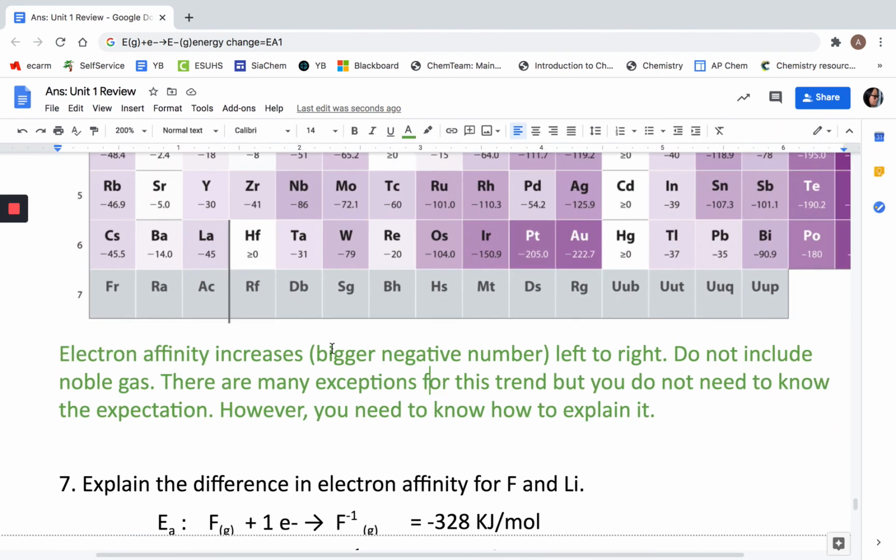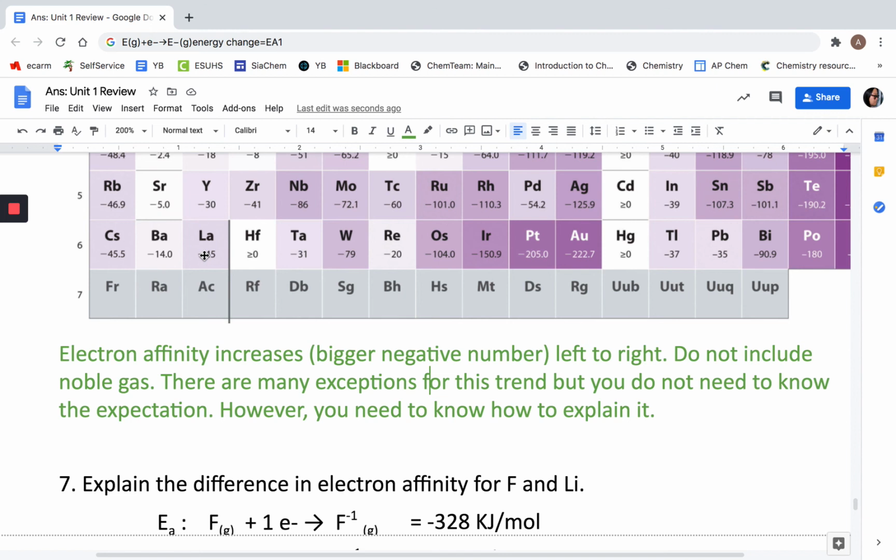Electron affinity increases, or the bigger negative, left to right, but does not include noble gas. Do not include the noble gas in there. And then there are many exceptions, like I was showing you. For example, Sr doesn't follow the trend, Cd doesn't follow the trend. So there are many exceptions to that trend, but you do not need to know them. However, you need to know how to explain it.